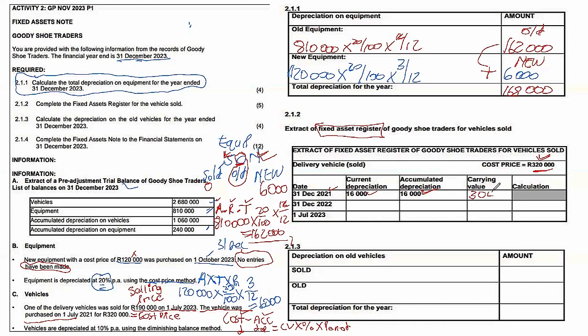304,000. Right. So we will use 304,000 to calculate our depreciation for 31st December 2022. So now current depreciation for 31st December 2022: you take that 304,000, and then you multiply by 10%. Remember, this asset is for 12 months, so you multiply by 12 over 12. So our depreciation will be 30,400 for 31st December 2022.